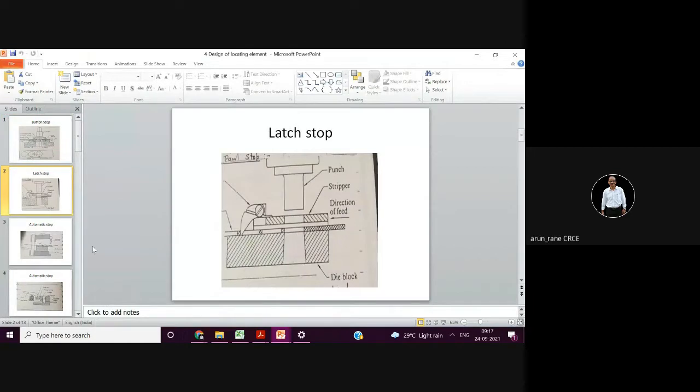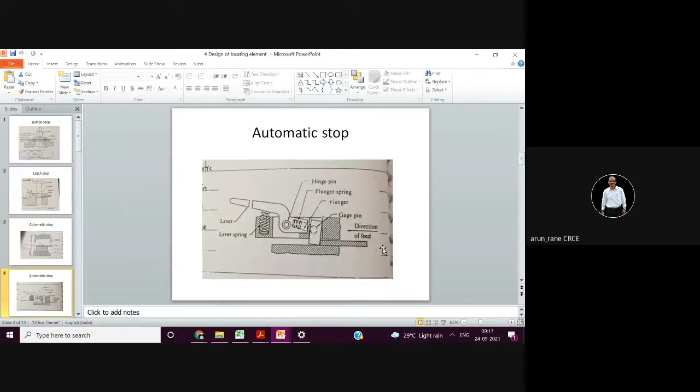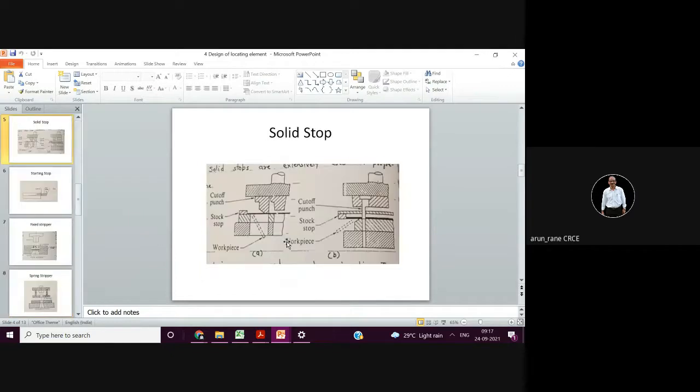This is the latch stop. The latch stop is also automatic. That is, it moves up and down. That is, when the strip is to be moved forward, at that time it moves up. This is what your automatic stop is, which works about the fulcrum.